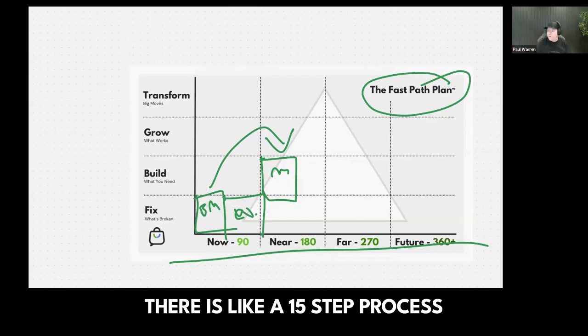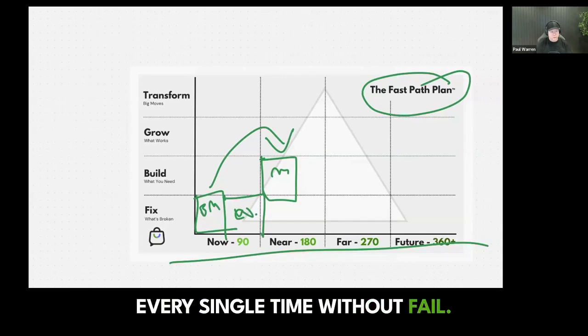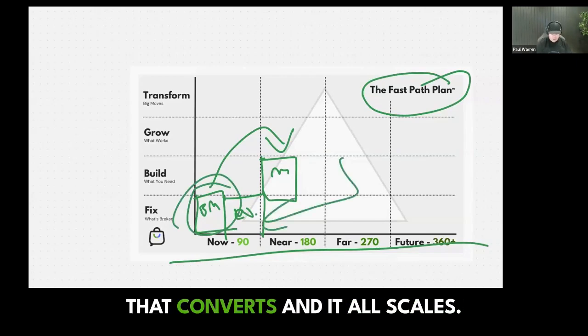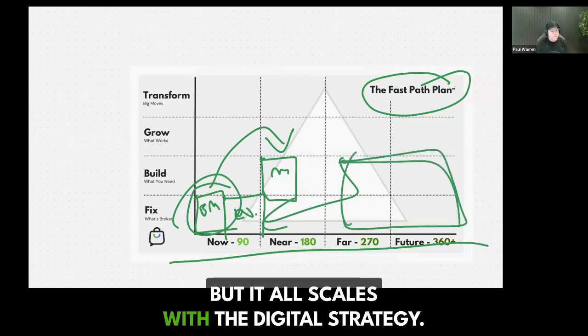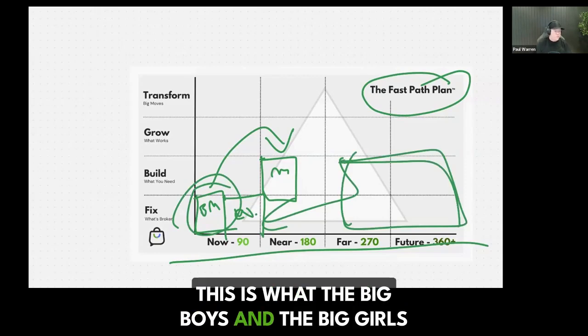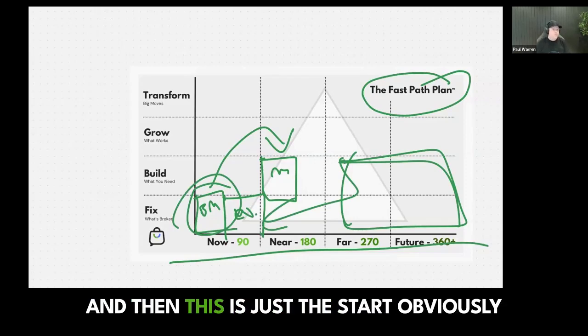There is a 15-step process to making a content video that crushes every single time without fail. But it all starts back here, and it all finishes with a website that converts. And it all scales, excuse my terrible drawing over the screen now, with a digital strategy, a proper one, right? This is what the big boys and the big girls do, and this is why they're successful. Does this all make sense? And then this is just the start.